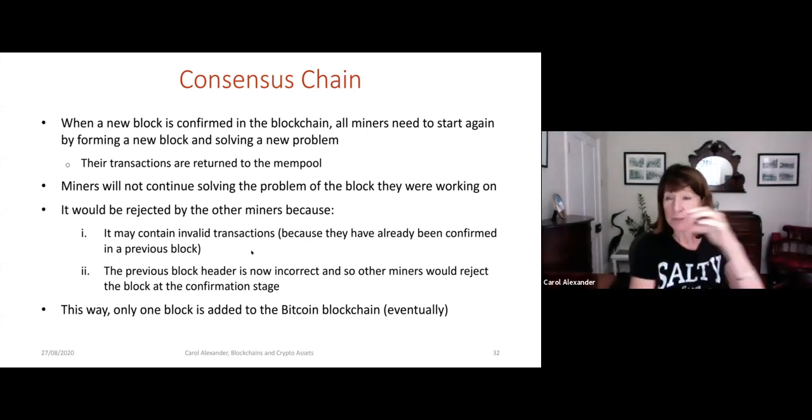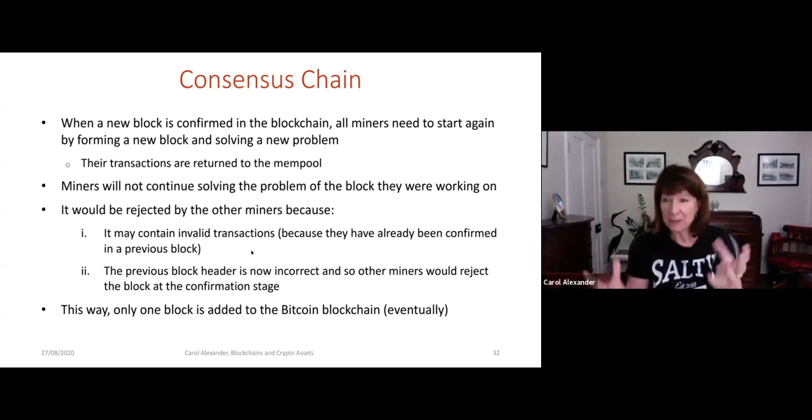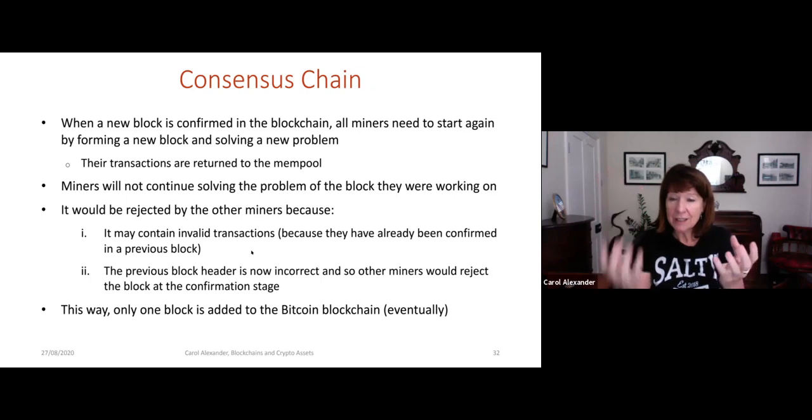Eventually, it could be because of network latency that there are two being built at the same time, but then there will be one that becomes longer. So in the consensus, it's called the consensus chain, the longest chain, and a chain that isn't the longest chain will just get thrown back into the mempool.